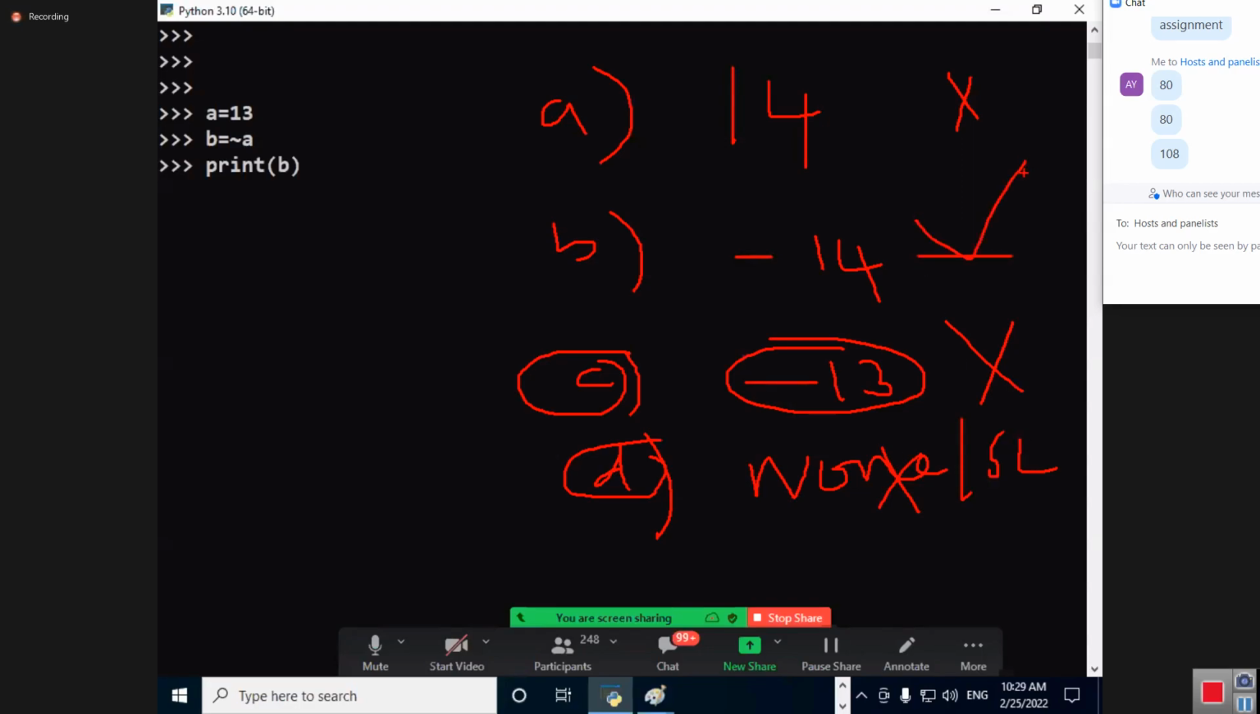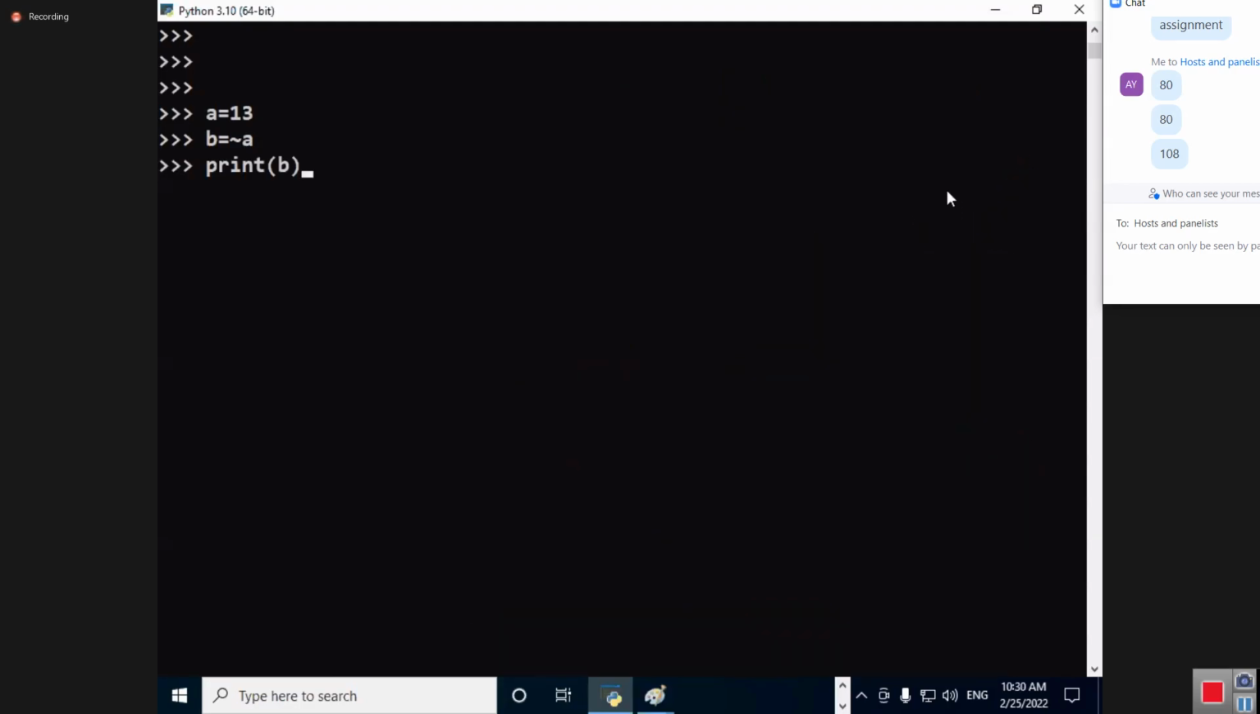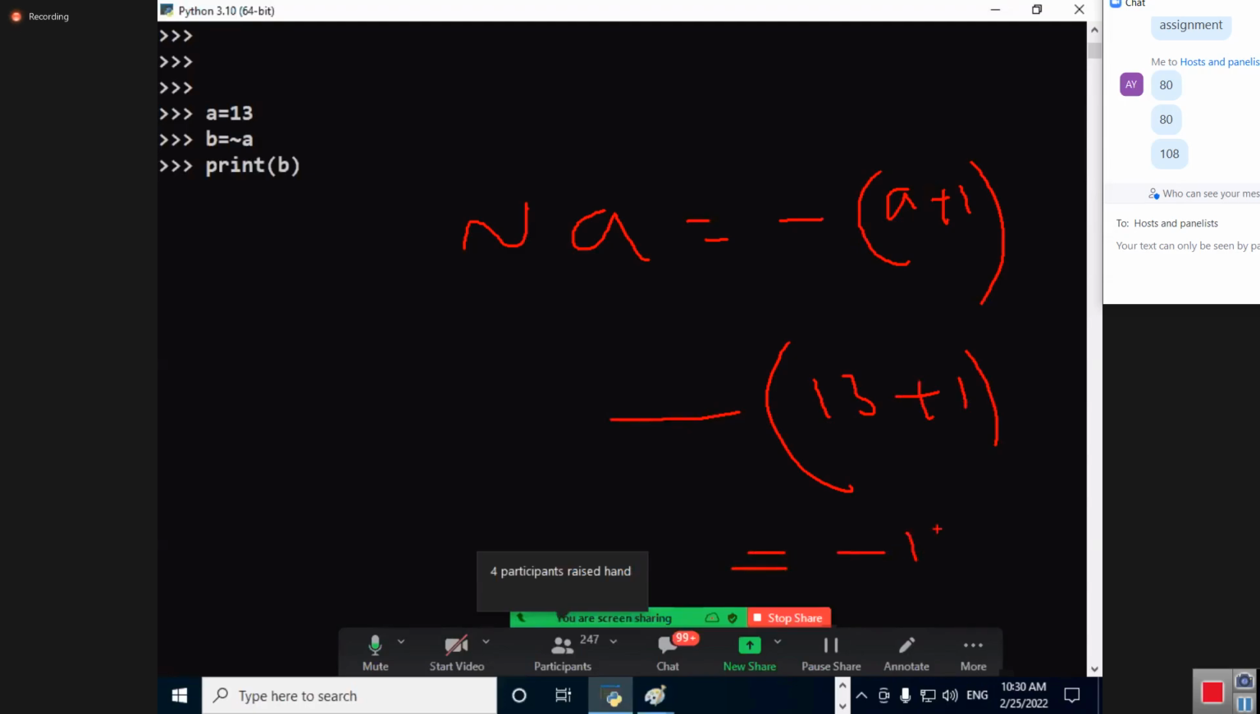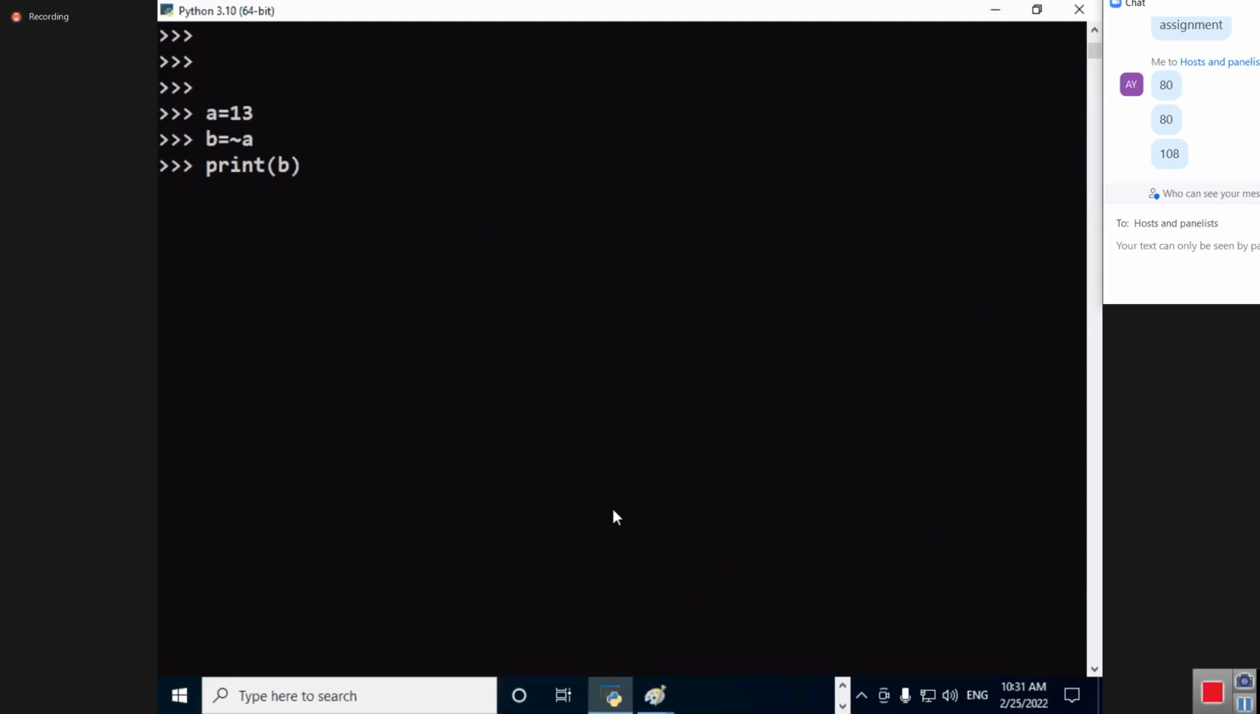So the answer is like this. What is the formula I can give straightforward? Whenever any type of complement operator is given, you say minus of a plus 1. Minus of what is the value of a? 13 plus 1, which is called minus 14. Minus 14 is the answer. Print that here. Minus 14 is the answer.